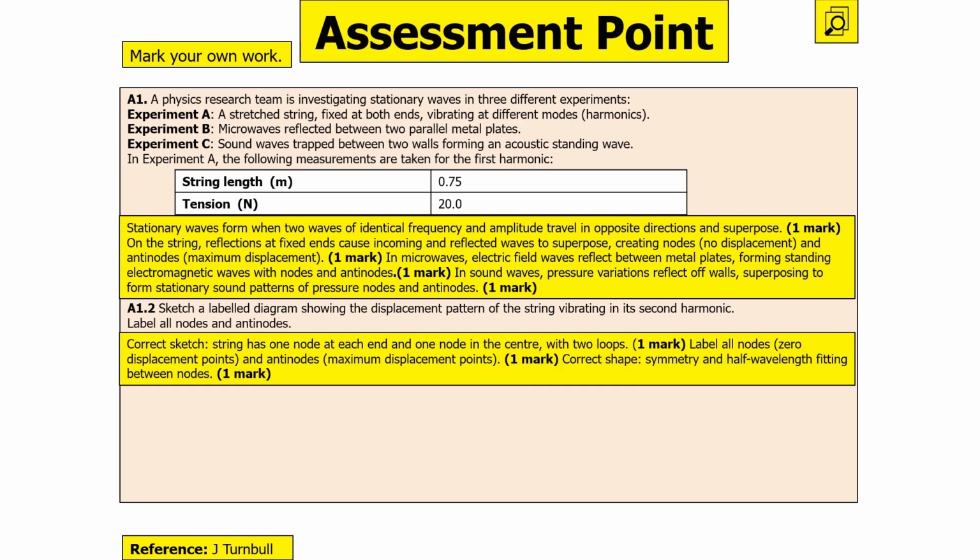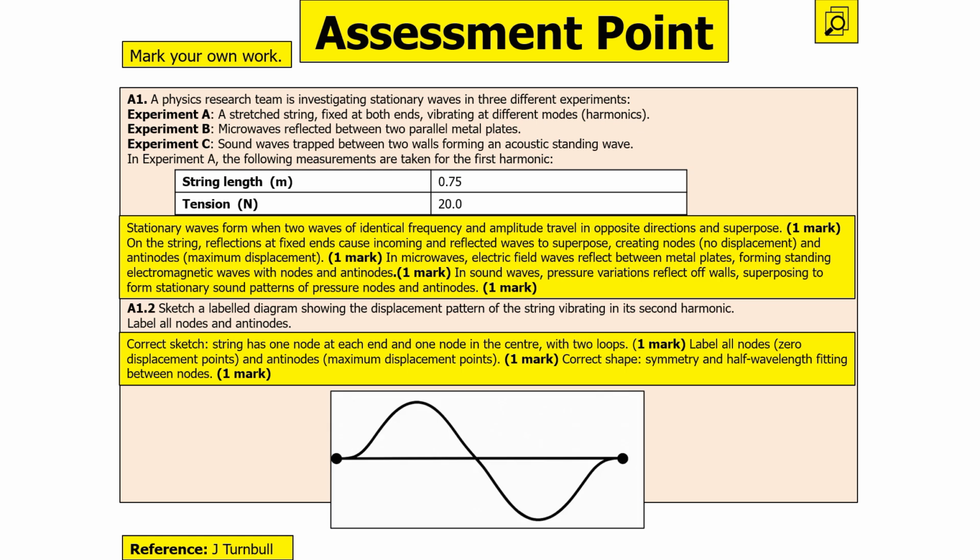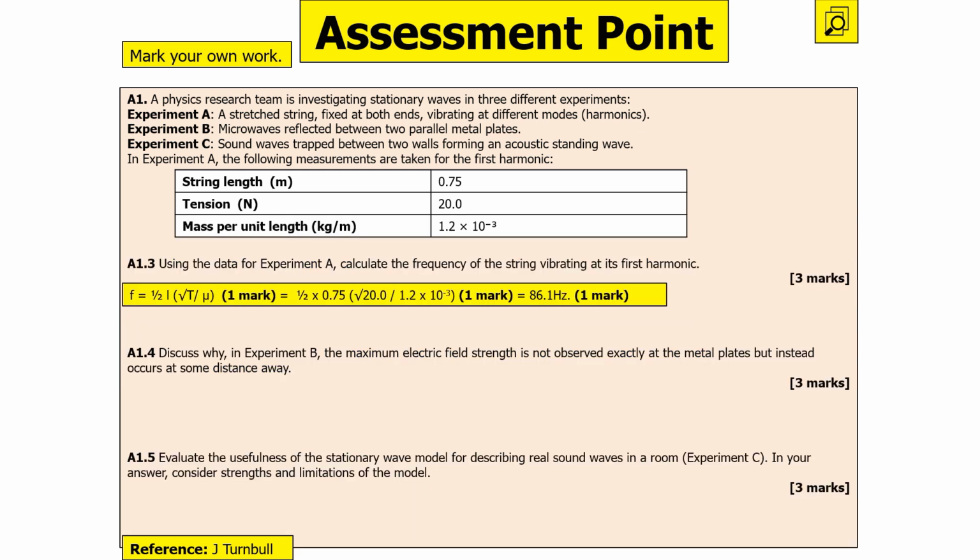Next question, a correct sketch of a string with a node at each end and one node in the centre, with two loops. You label your nodes, your zero displacement points, and your antinodes, your maximum displacement points. It should be symmetrical with half a wavelength fitting between the nodes, as shown. Now in our next question, we know f is equal to 1 over 2L times the square root of T over the mass per unit length. So it's a half times the square root of 0.75 over 20 over 1.2 times 10 to the minus 3, so it's 86.1 Hertz.